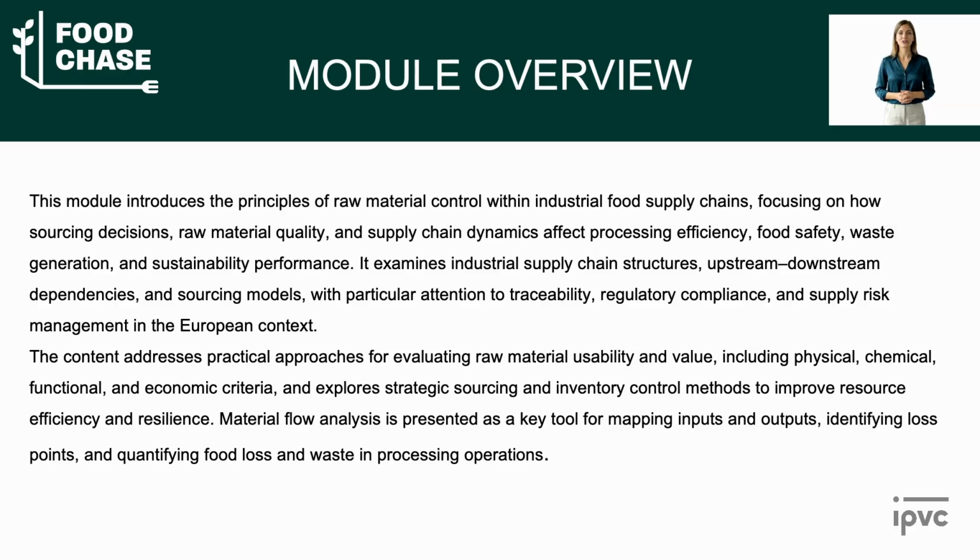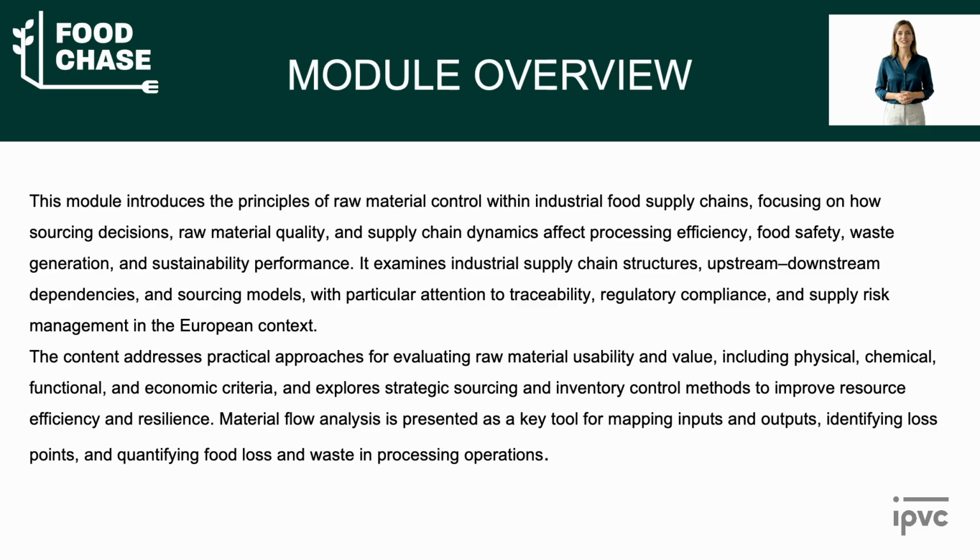This module introduces the principles of raw material control within industrial food supply chains, focusing on how sourcing decisions, raw material quality, and supply chain dynamics affect processing efficiency, food safety, waste generation, and sustainability performance. It examines industrial supply chain structures, upstream-downstream dependencies, and sourcing models, with particular attention to traceability, regulatory compliance, and supply risk management in the European context.